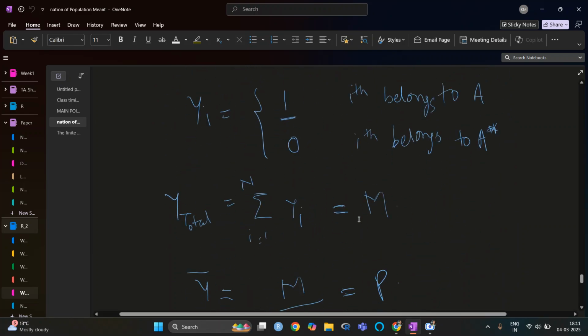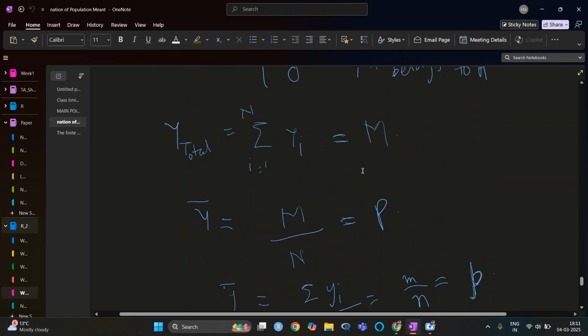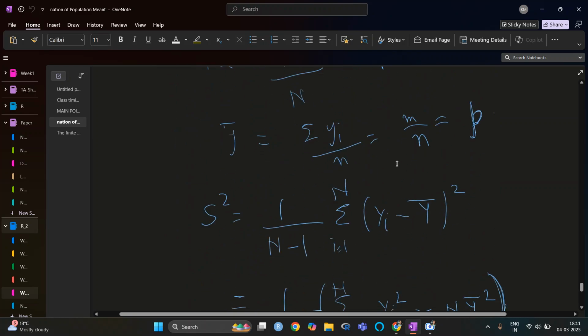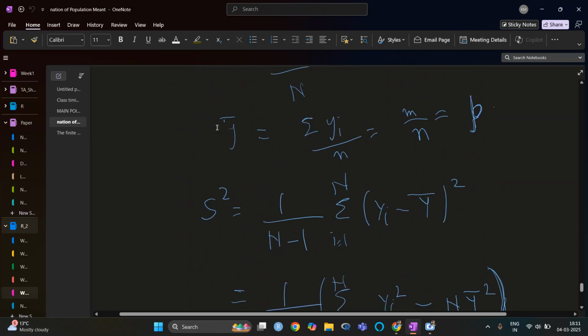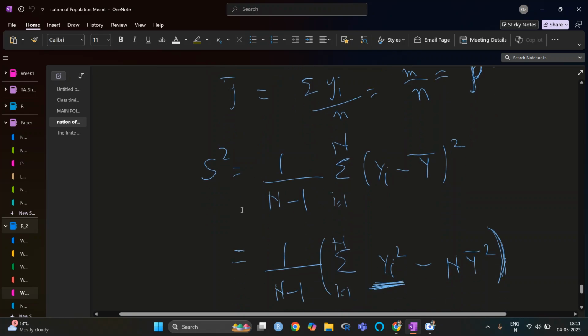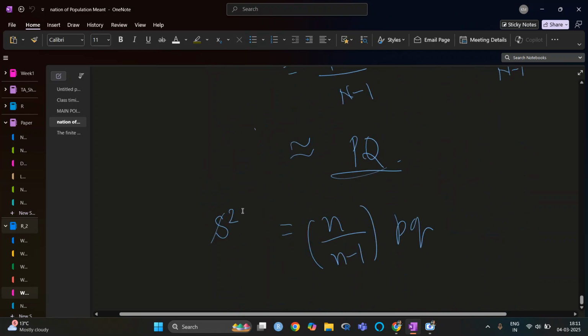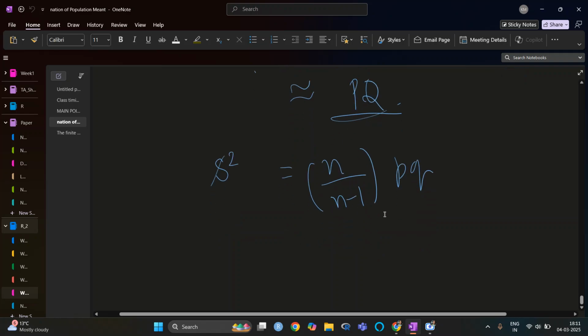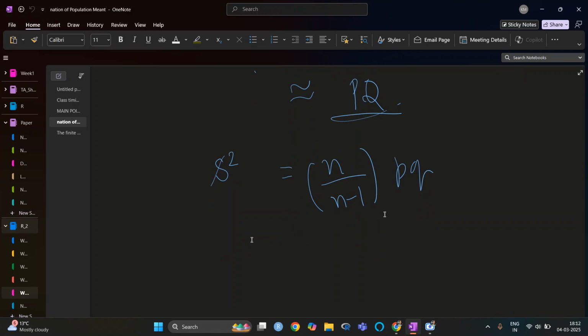At that time we also saw what is y total, what is y bar, small y bar, and capital S square, which is PQ, and then small s square for the sample, which is n upon n minus 1 times PQ. So now what we have seen is that the proportion is similar to the mean only, so we can find our results similar to the mean.